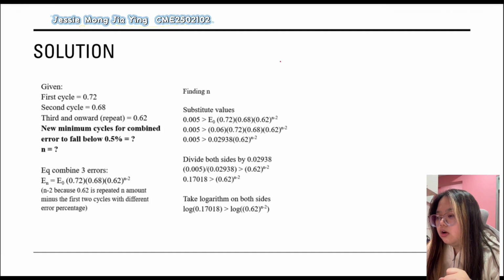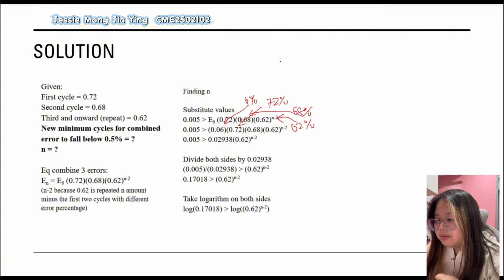The initial error is 6%, and according to the new update strategy, the error is reduced to 72% of its previous value in the first cycle, 68% in the second cycle, and 62% in every subsequent cycle. Therefore, the compiled error equation is En equals 0.06 times 0.72 times 0.68 times 0.62 to the power of n minus 2. Since the required error must be less than 0.5%, which is 0.005, we sub the values into the inequality and solve for n using logarithm.